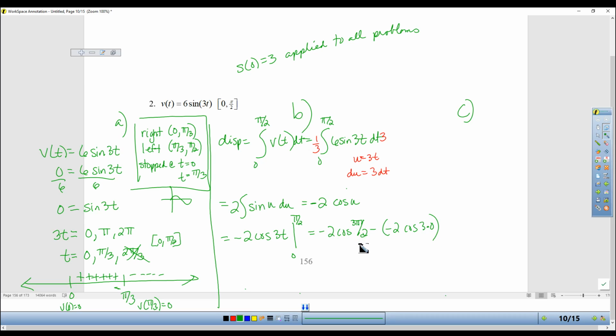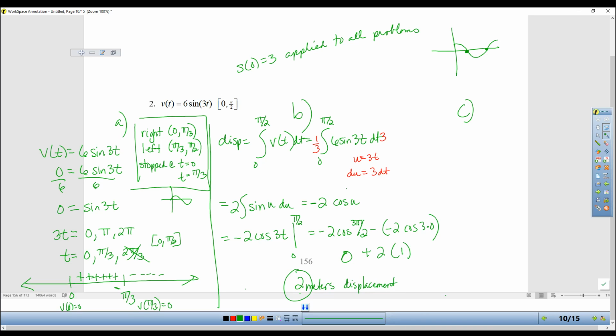So all the pi halves for cosine are always 0. That's where cosine rises and falls. So cosine of 3 pi halves is 0. And then this becomes +2, and cosine of 0 is 1. 3 times 0 is 0, and then cosine of 0 is 1. So my answer is 2. That's its displacement. 2 meters is the displacement.